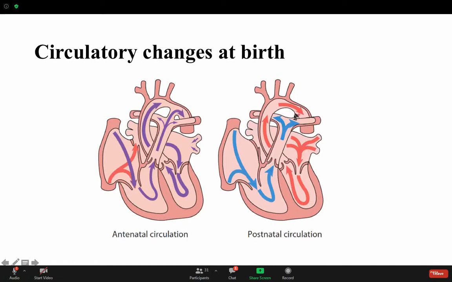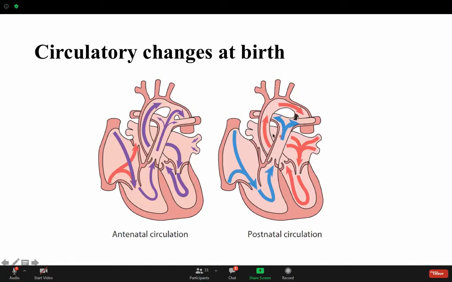The high oxygen tension in the aorta would close the ductus arteriosus. If it doesn't close, this is what we call patent ductus arteriosus, okay? So one of the first things that will happen is that the ductus arteriosus will close.